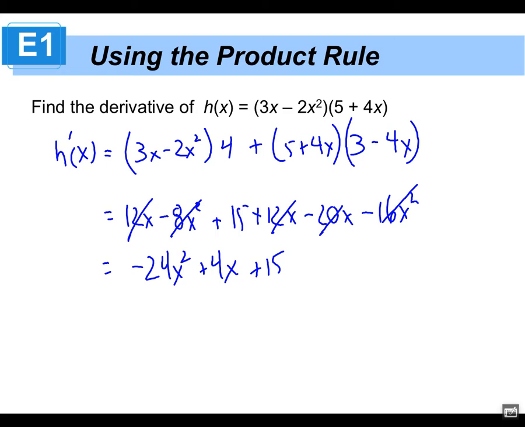Where did the 4 come from? Like, 12x plus 12x minus 20x. I got 3 in the first step. Oh, that's the derivative of the second term. This is g prime. So the first times the derivative of the second plus the second times the derivative of the first.